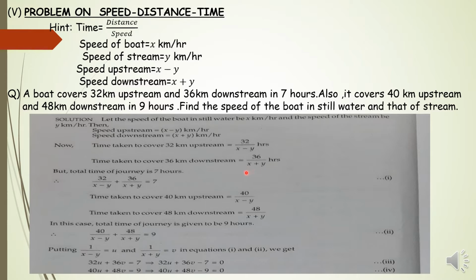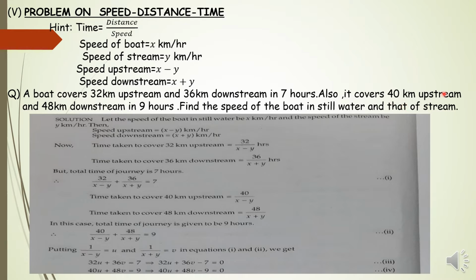So what will be the total time? Total time of journey is 7 hours. In the question it is given a boat covers 32 km upstream and 36 km downstream in 7 hours. So together the boat takes 7 hours. So form the equation 32 by x minus y plus 36 by x plus y is equal to 7. Then continue with the question.